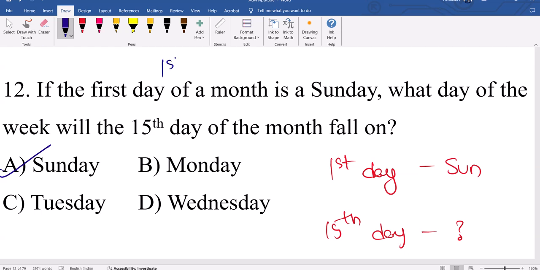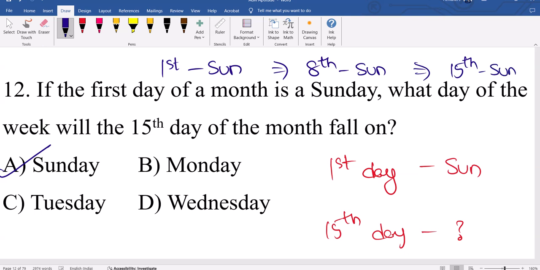Okay, first day is Sunday. 7 days after what will come? 7 days after, so means 8th is Sunday. Again 7 days after? Sunday. Answer Sunday. Simple, no? No calculations, nothing, but still you are going with Monday. Every week, it's a basic question. I'm not asking for after 1 year also.